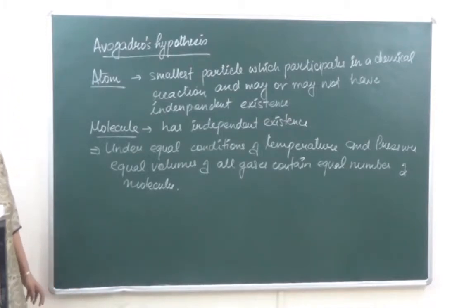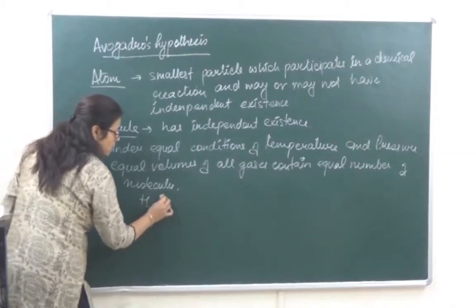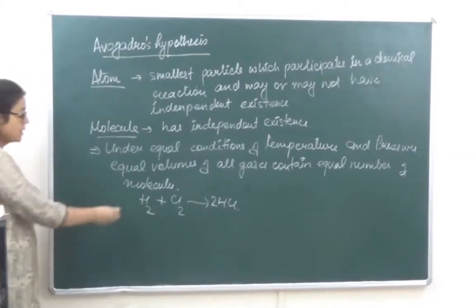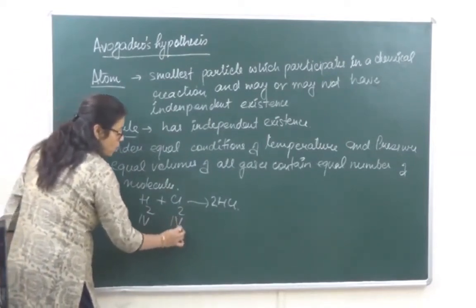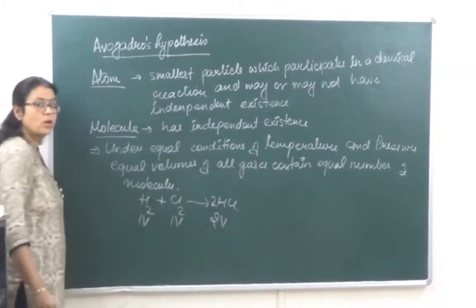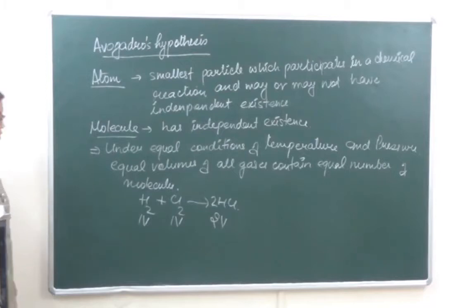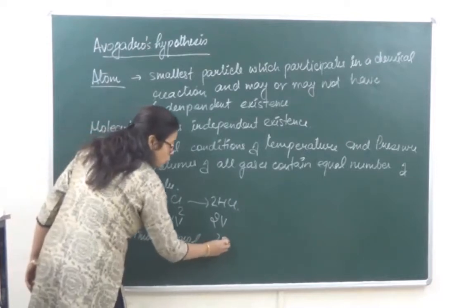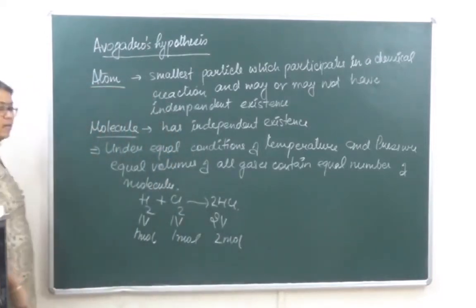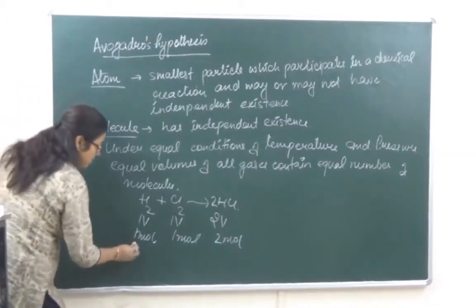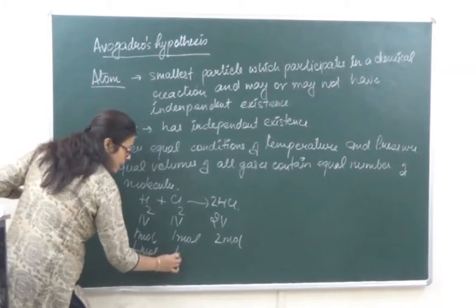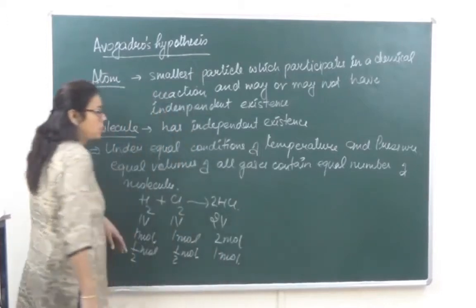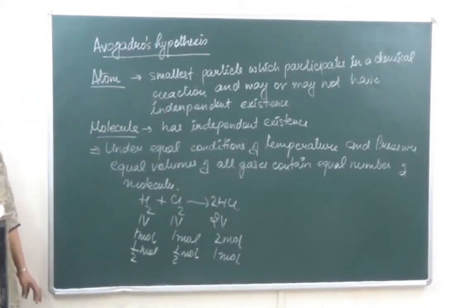So if we take the same example again, hydrogen plus chlorine gives us 2 HCl. Here we can see 1 volume of this and 1 volume of this give us 2 volumes of HCl. If we take 1 molecule, 1 molecule gives us 2 molecules. And if we take half a molecule, half a molecule and half a molecule give us 1 molecule. This is Avogadro's hypothesis, right?